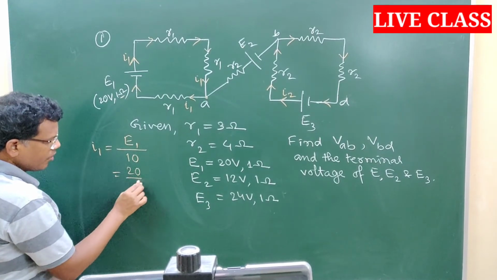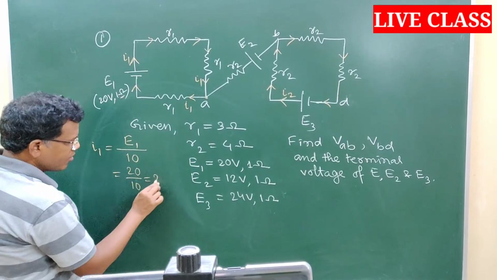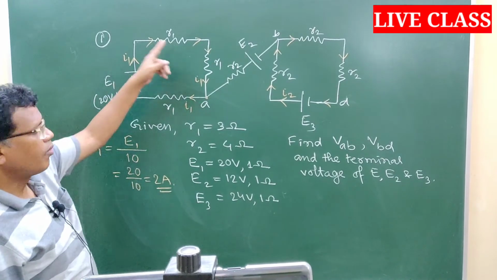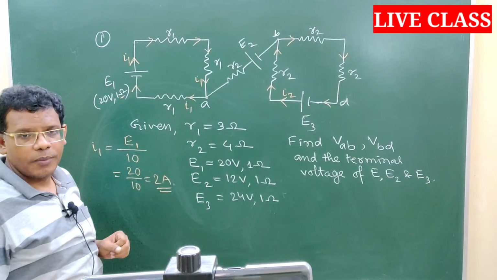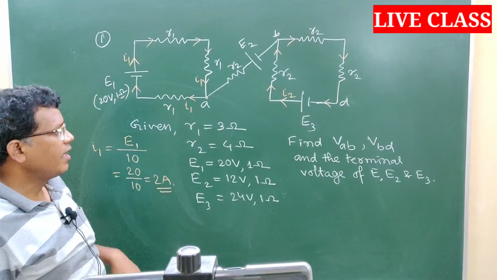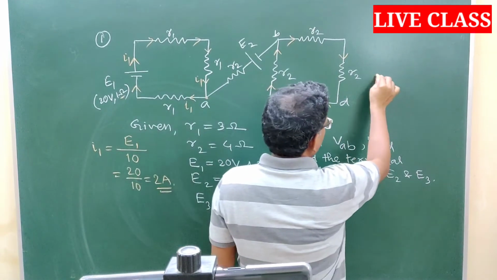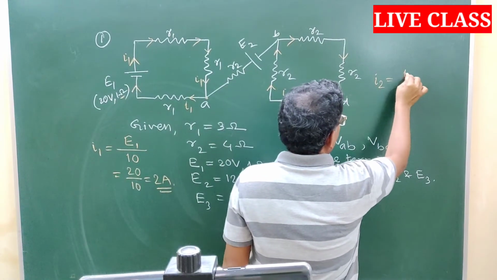And the value of E1 is given as 20. So 20 by 10, that means 2 ampere will be the value of current I1 flowing in loop 1. Got my point? Okay. In exactly the same way I can calculate the value of I2 from this loop.